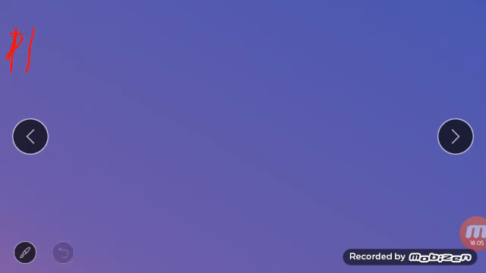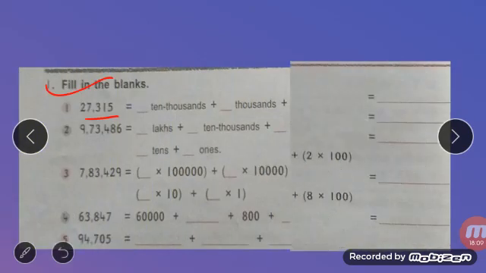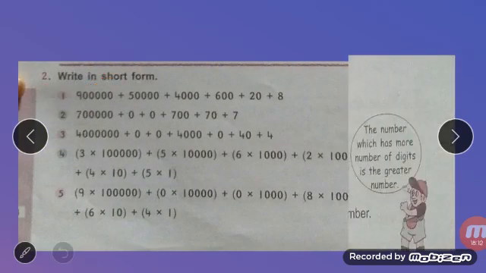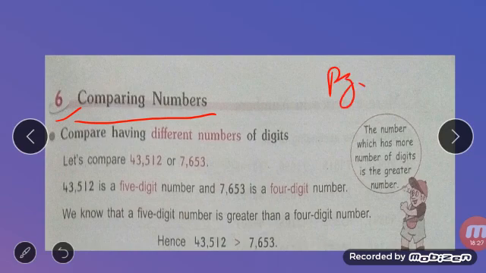Now the next question. What do we have next? This question we have completed. This also we have done. Now we have comparing numbers. After doing the first 2 questions, you have to put in your copy the heading comparing numbers, and the page number is 25. That you have to write in the copy.